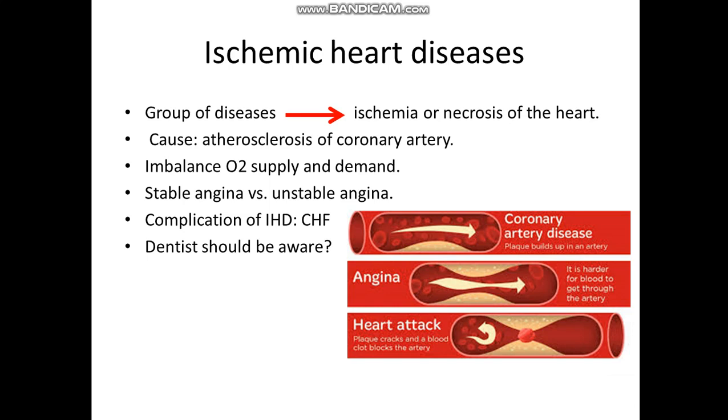The most common cause of ischemia of the heart is atherosclerosis of the coronary artery. This is the normal condition of the coronary artery. In case of atherosclerosis, there is atheroma, and this atheroma decreases the lumen of the blood vessel, decreasing the blood supply to the heart. So if there is a decrease in the blood supply to the heart, there is an imbalance between O2 supply and the O2 demanded by the heart.